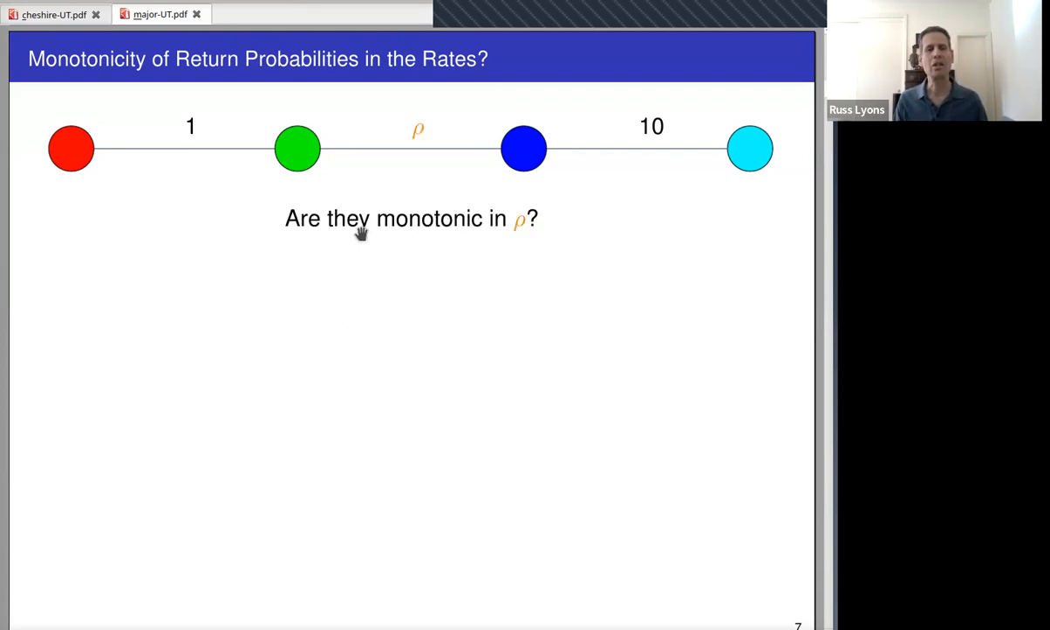So let's consider changing just this middle rate, which I'll call rho. Now I have 4 return probabilities to look at, 1 for each vertex. And I can ask, as rho increases from 0 to infinity, will all or any of those return probabilities be monotonic in rho? Does anyone have a guess?